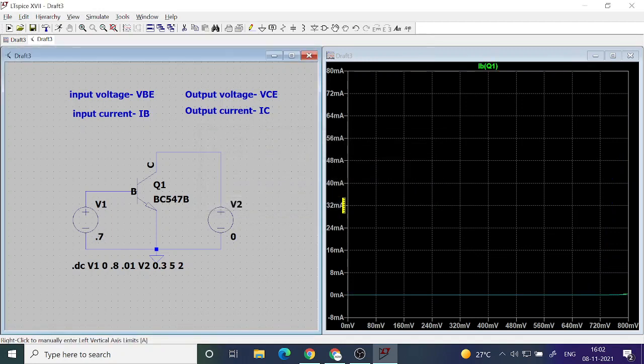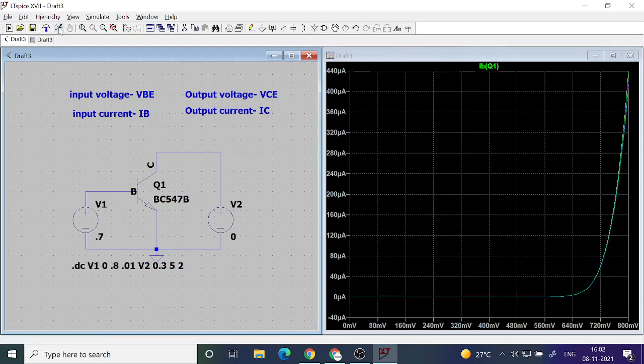So now I am deleting this and running again. Now if you measure IB at 0.72, it is around 60 microampere at the same voltage. Then the ratio, 16 milliampere divided by 0.06 milliampere, is the beta. That way you can accurately measure the beta value at that particular voltage, that is VBE equal to 0.72.